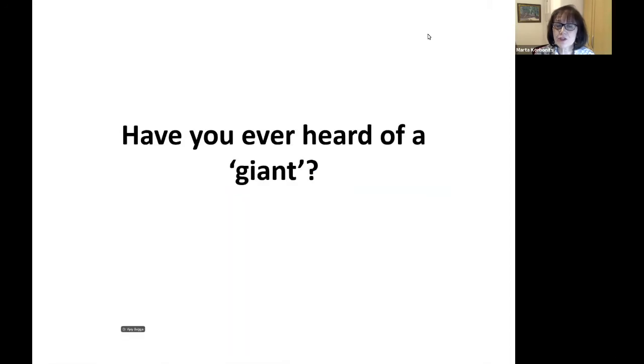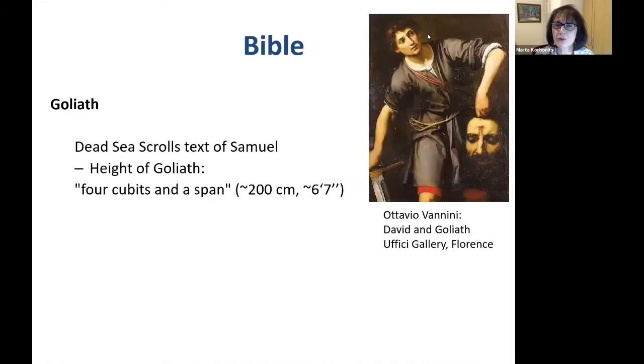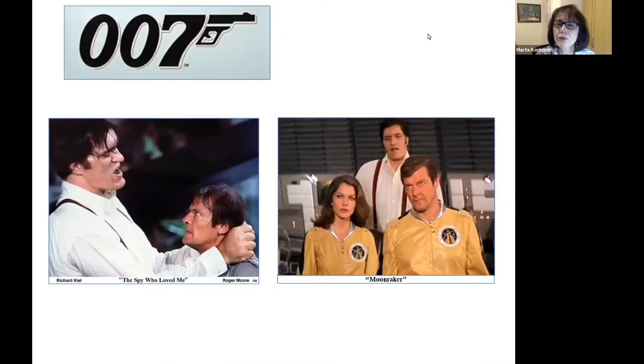So I would like to talk about giants, but have you ever heard of a giant? I guess all of you know very well about Goliath from the Bible. According to the Dead Sea Scrolls, he was about 4 cubits and a span, which is about 2 meters tall. And of course, another giant, probably all of you have seen in the movies, this is a real patient who, of course, worked as an actor.